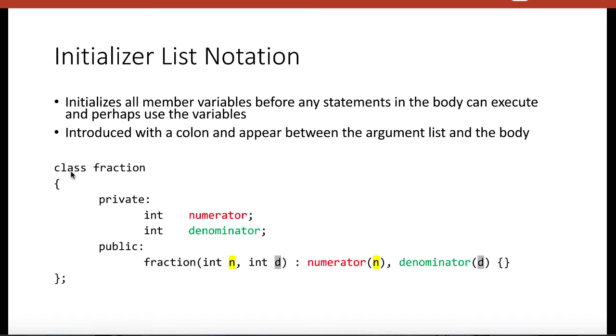We have a class specification for fraction. We have private member variables: an integer called numerator and an integer named denominator. Notice these aren't equal to anything here. So these are declared, but not initialized, and if a user were to try to use these, it would cause problems. We want something to initialize these variables when a new object of this class is created, or instantiated. So here we have a constructor.